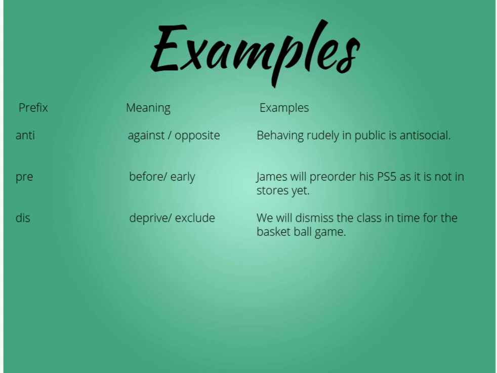Another one is dis. This prefix is placed at the beginning of a word, like dismiss. The prefix dis means deprive or to be excluded. An example of this would be: we will dismiss the class in time for the basketball game. When you dismiss something, you stop it. You discontinue it. So we are going to focus on these prefixes one at a time. Let's begin.